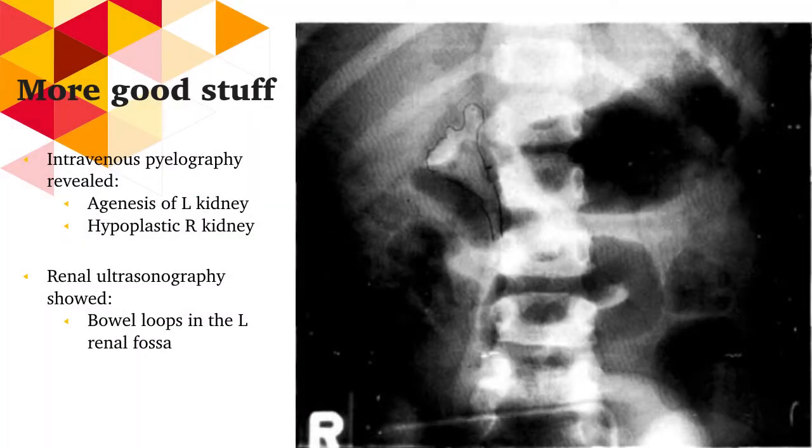So now we have some more good stuff. We have a picture of an ultrasound. They did an intravenous pyelography, and that basically showed left kidney agenesis, which, remember, is a missing kidney, one or more. So the left kidney was missing, and she had a hypoplastic right kidney. Then they did a renal ultrasonography, which showed bowel loops in the left renal fossa.